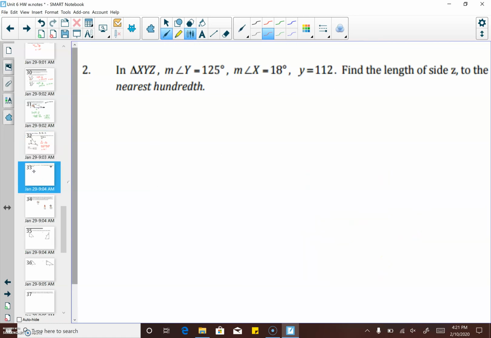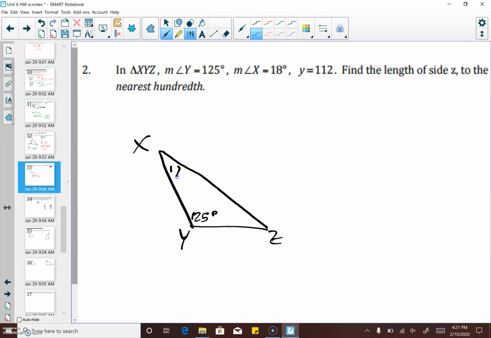In the second one, triangle XYZ, angle Y is 125. So if you feel so inclined, you could make an obtuse triangle, but again, we're not really assuming things are drawn to scale. So angle Y is 125 degrees, angle X is 18 degrees, and the measure of side y is 112. Find the length of side z.